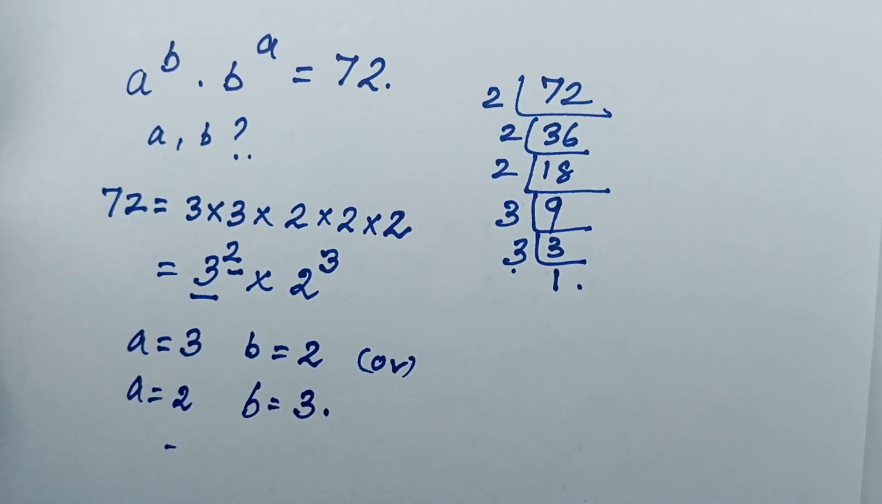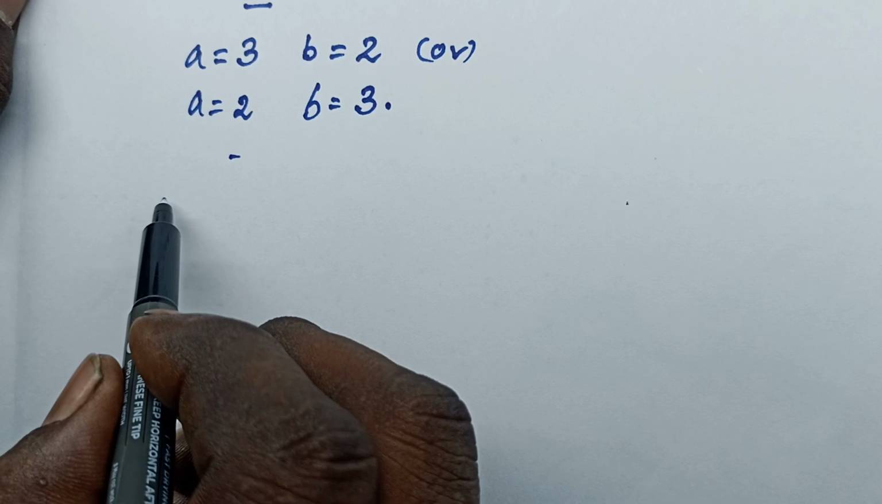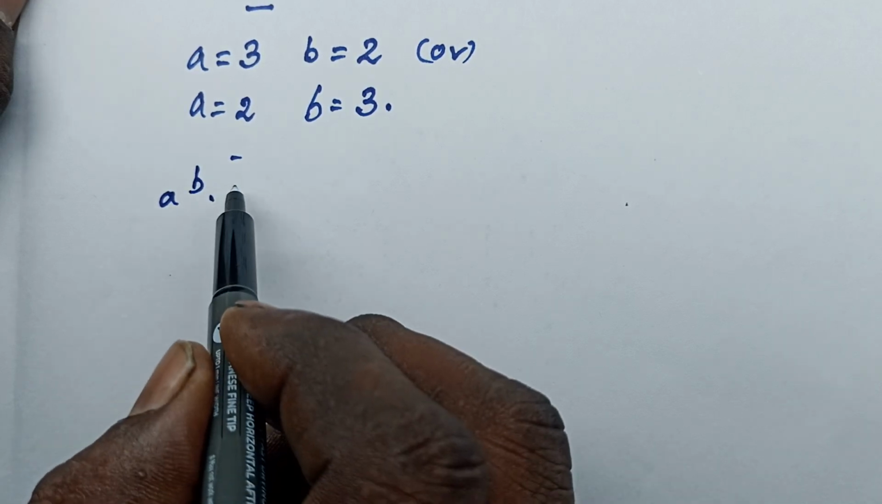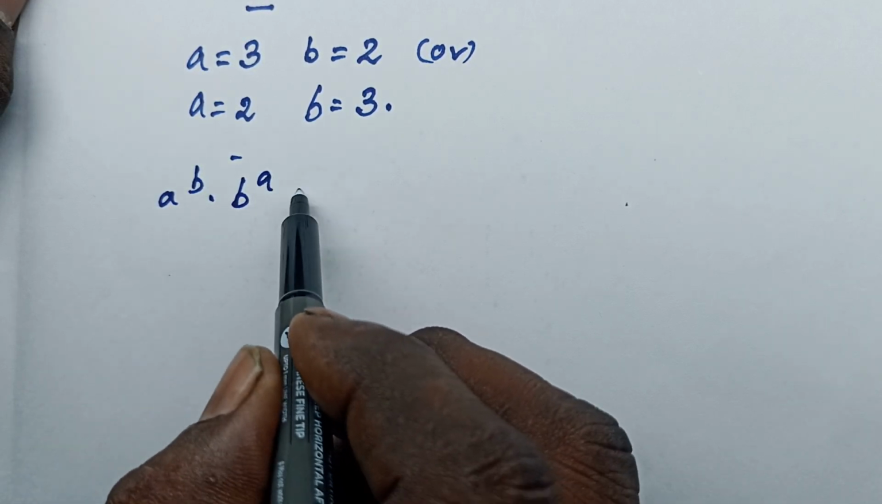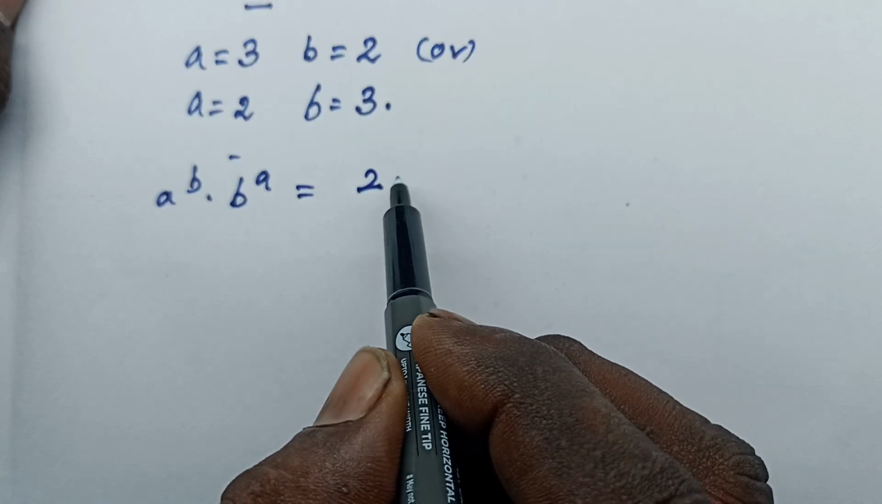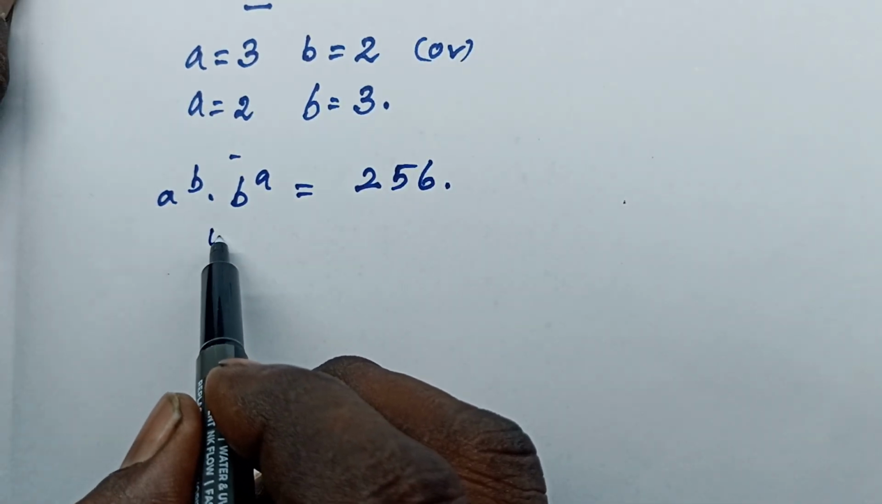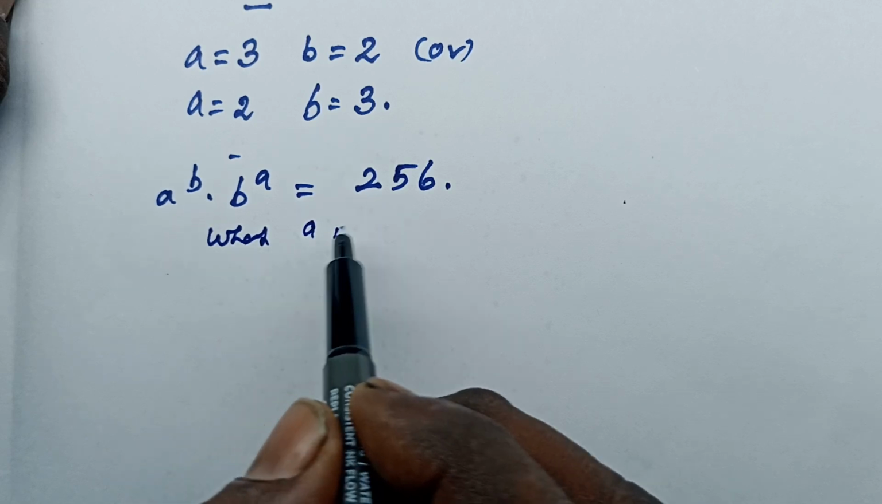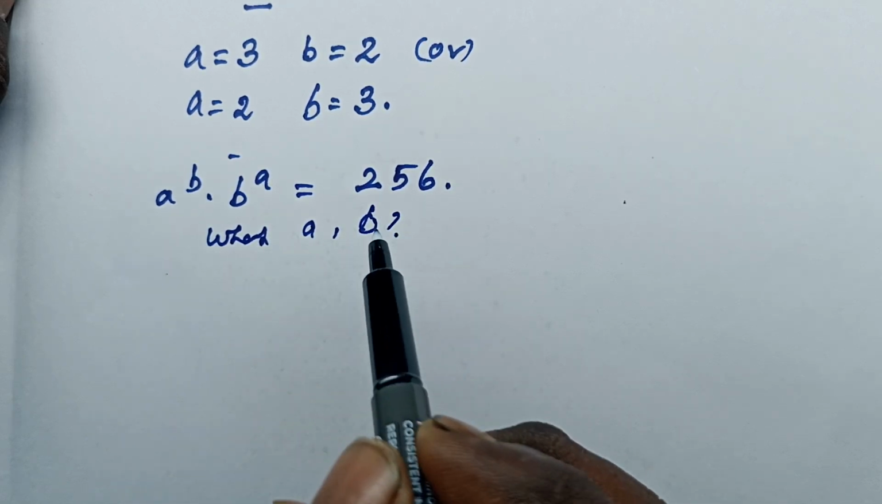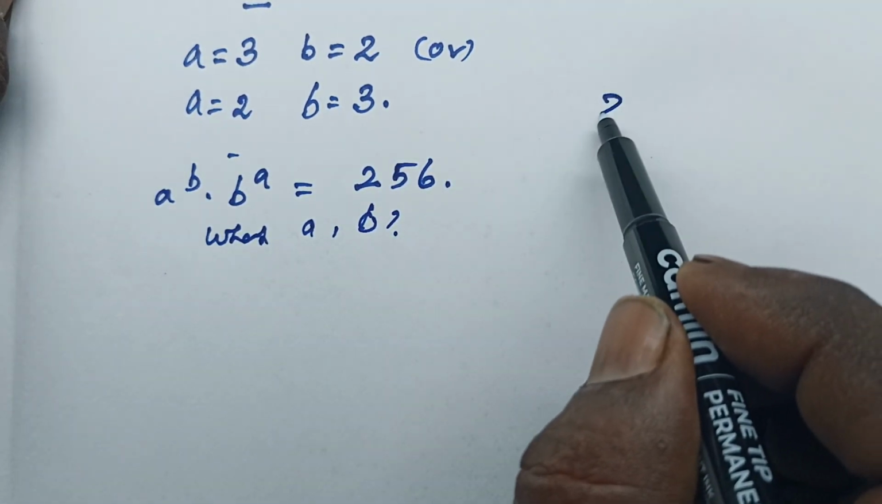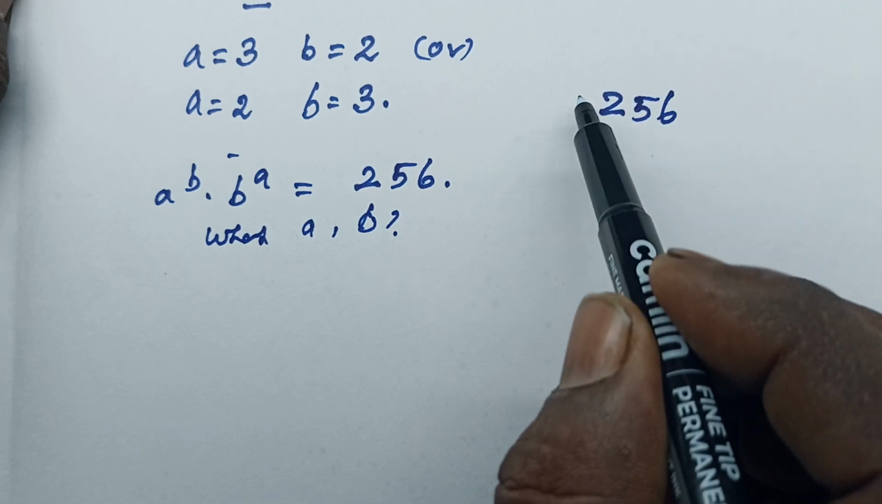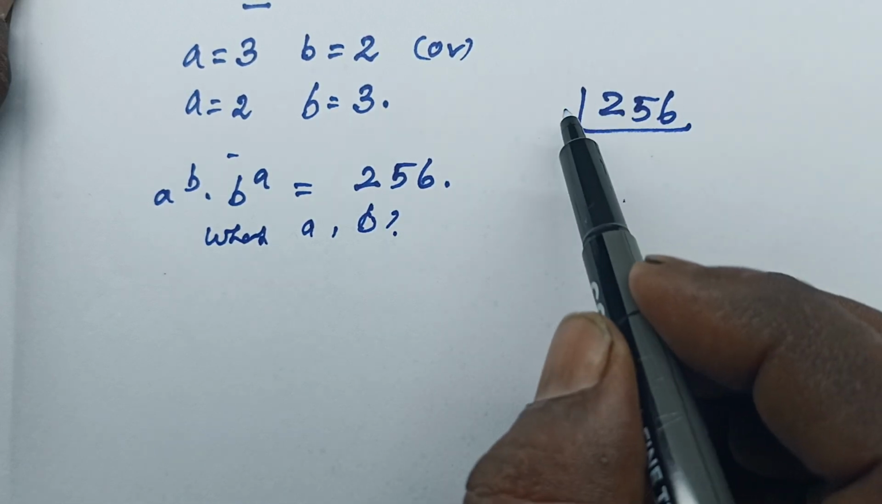Take one more question. A power B, B power A equal to 256. So what is the value of A and B? So 256. Taking L divider.